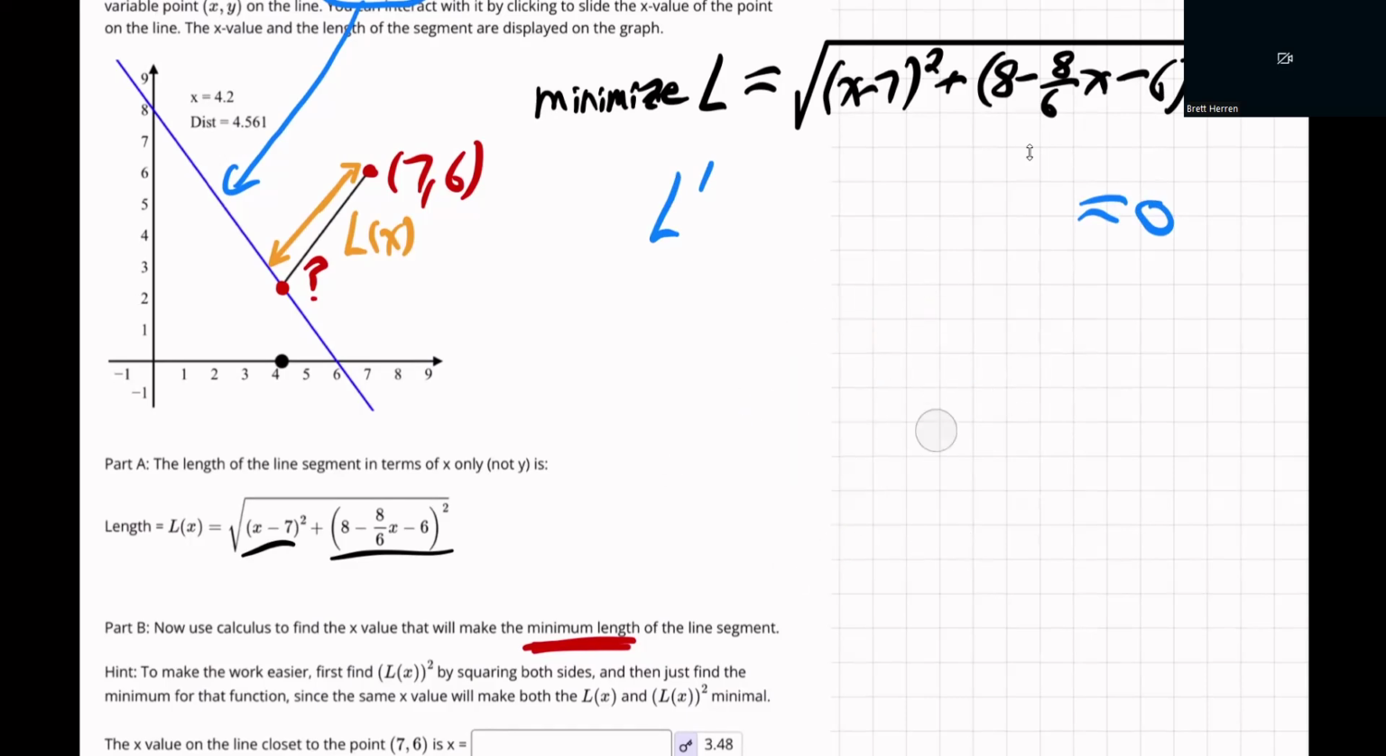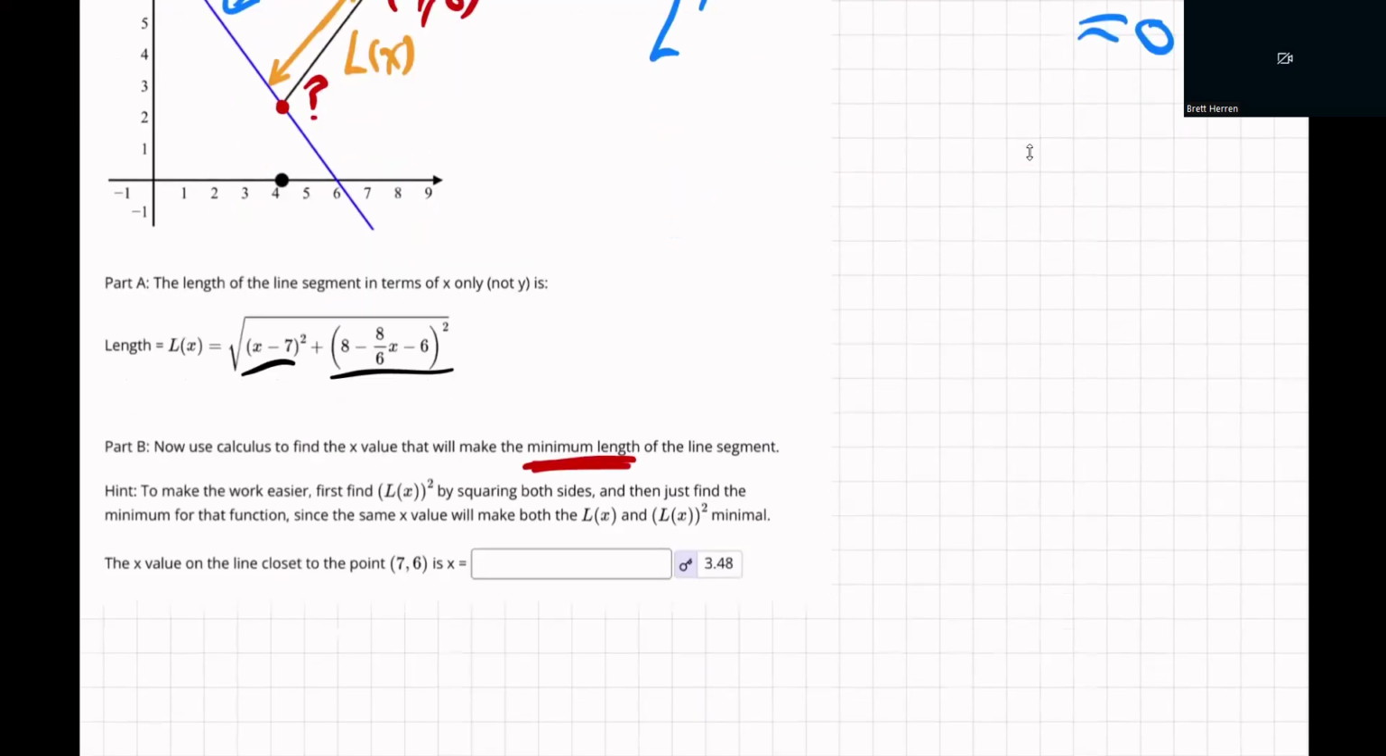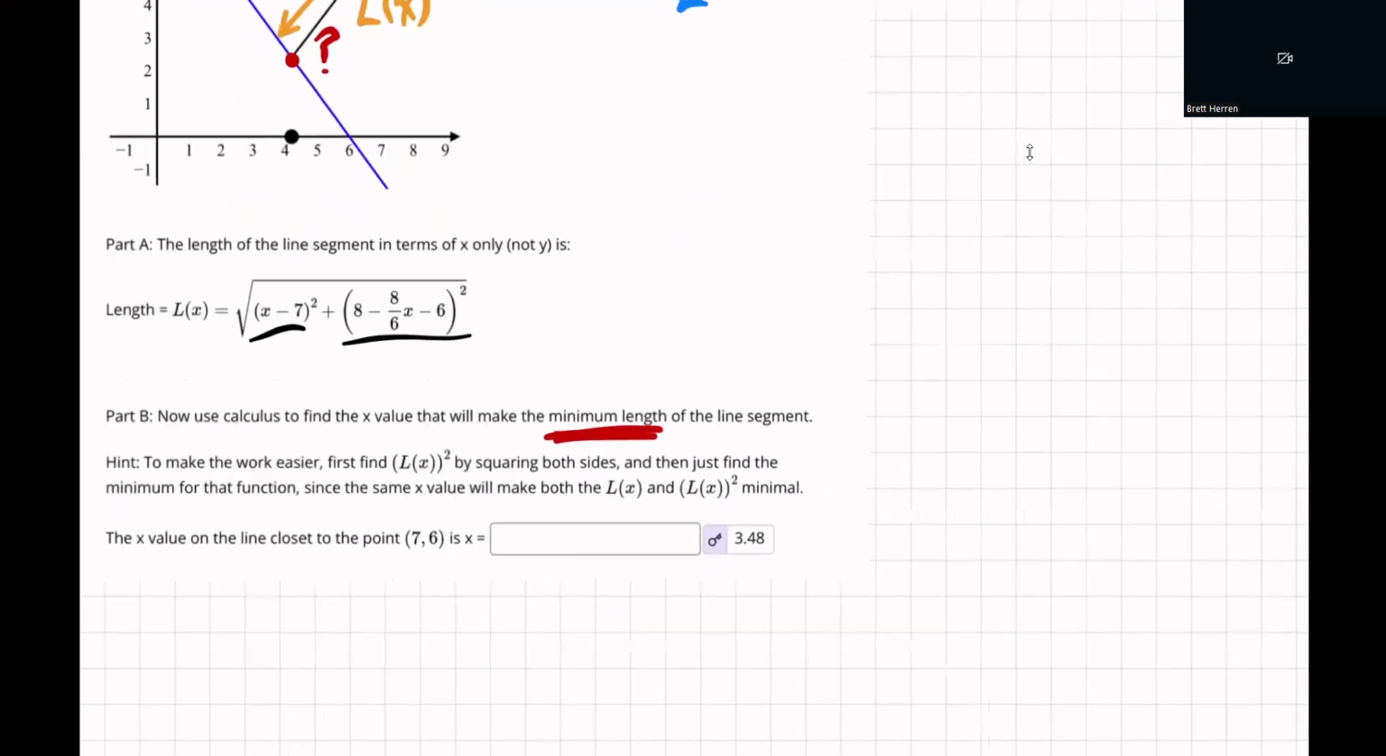So let's do it. But the trick is, I'd rather not have this big old square root. It's a little bit painful to take the derivative of a big old square root. I mean, I could do it. It's not the end of the world. But is there an easier way? Yeah, that's where I give you this hint down here. Hint: to make the work easier, first find L of x squared by squaring both sides, and then just find the minimum of that function, since the same x value will make both L of x and L of x squared minimal.